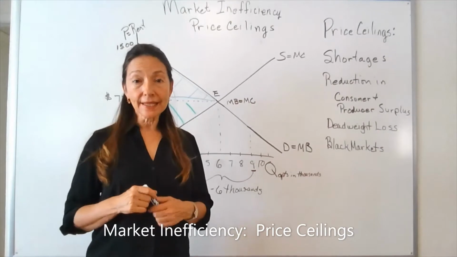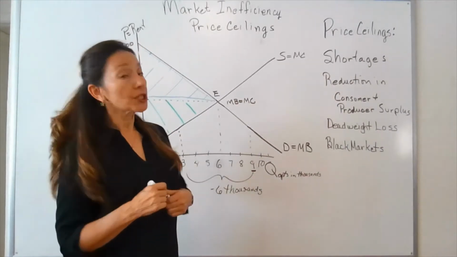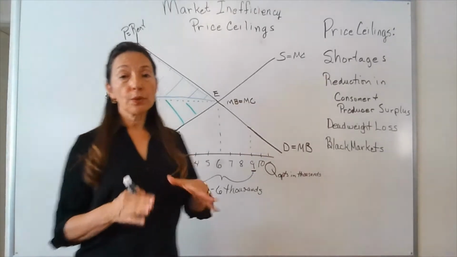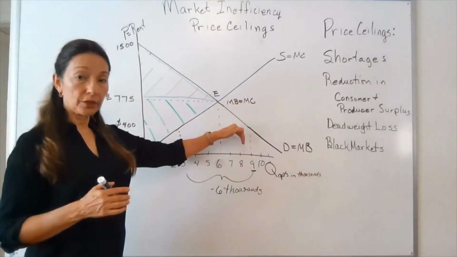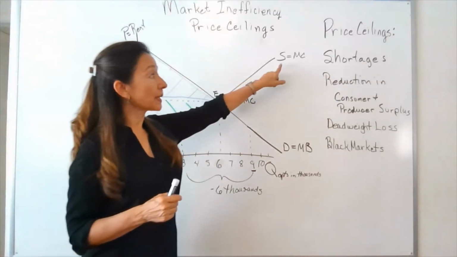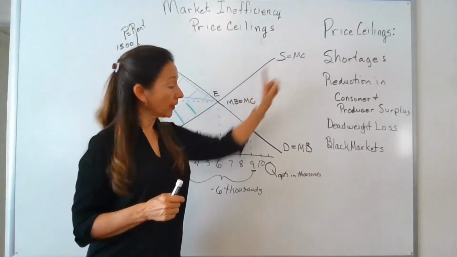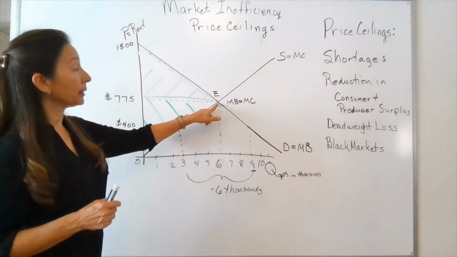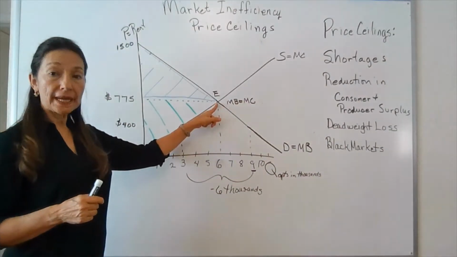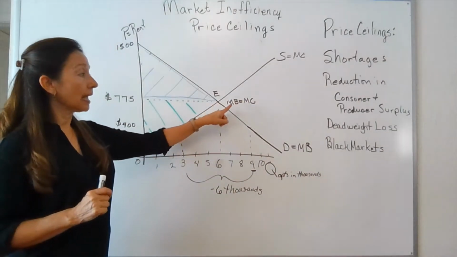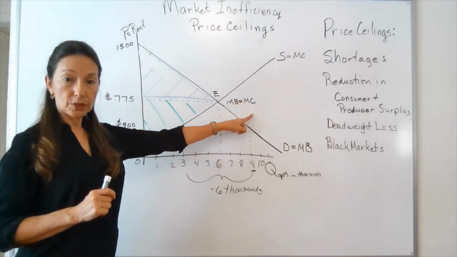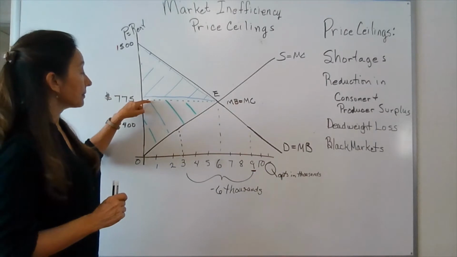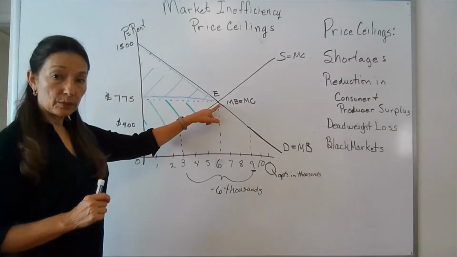Let's look at the case of market inefficiency created by a price ceiling. So we start out with our supply and our demand curve, remembering that supply is our marginal cost curve and demand is our marginal benefit curve. Our equilibrium point is where our supply and demand curve intersect and where marginal benefit equals marginal cost. We know that the equilibrium price is going to be located at equilibrium.